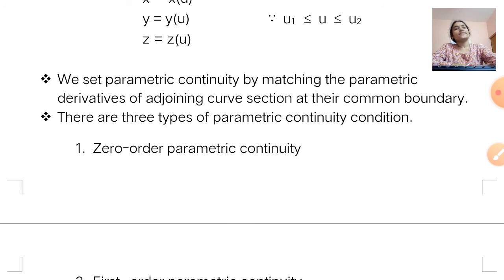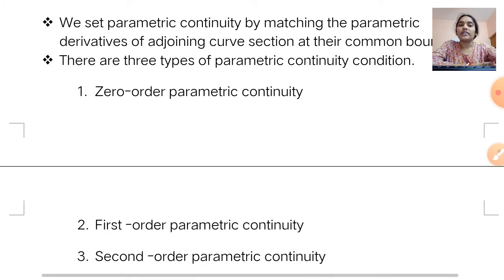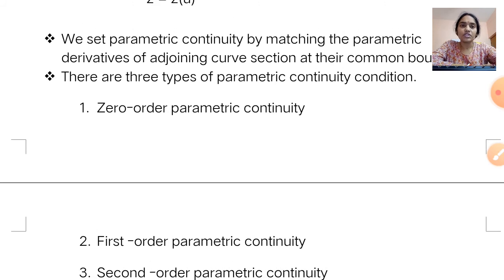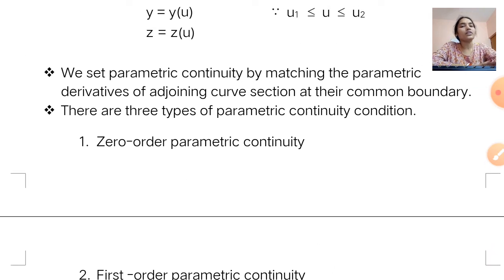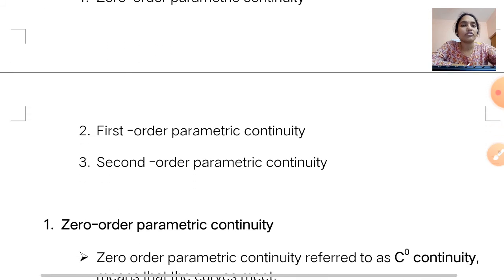Next, we set parametric continuity by matching the parametric derivatives of the adjoining curve sections at their common boundary. There are three types of parametric continuity conditions: zero order, first order, and second order. Let us discuss them one by one.